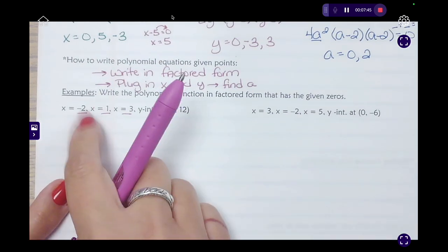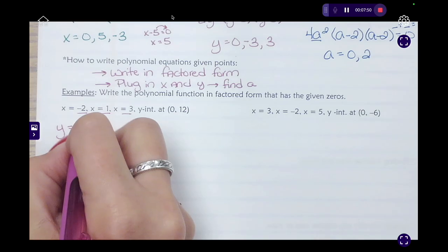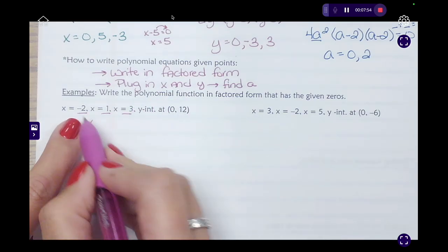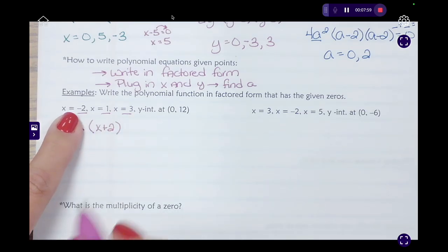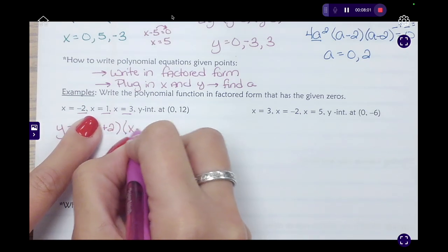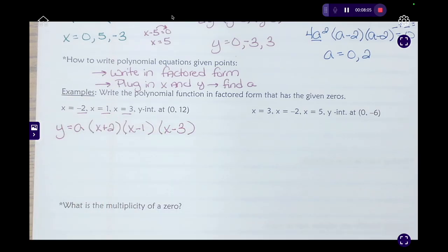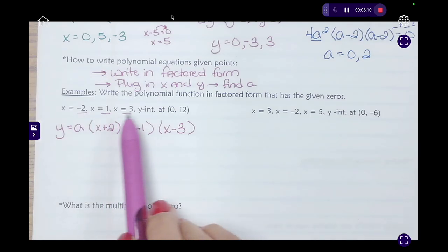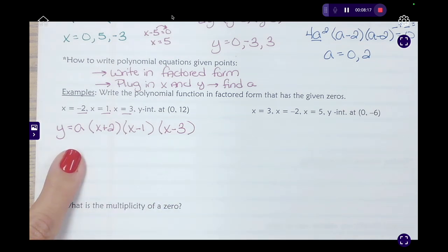So when I'm writing it in factored form, I'm starting off y equals, and I don't know my a value, but here I'm going to start writing these in factored form. This would be x plus 2, because I'm going to take the opposite of that. This one would be x minus 1. This would be x minus 3. That is one thing to be careful of. When you're writing the equation, make sure you're taking your zeros and putting them in the opposite when you put them in that factored form. Okay, so this will be my factored form.